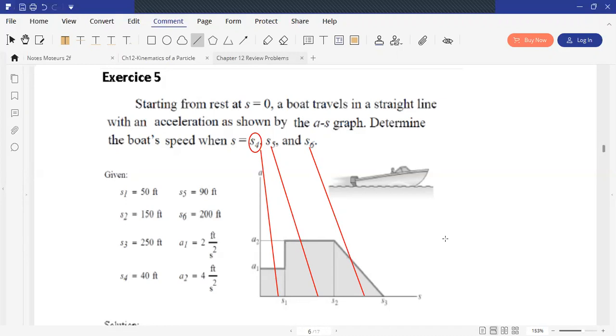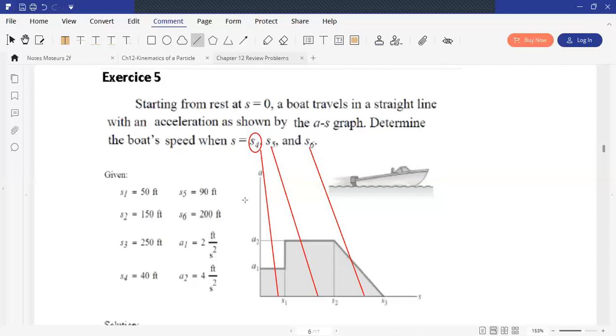So to be able to find the speed in these points, I should get the equation of velocity in these different phases. I will start with phase 1. For phase 1, I have constant acceleration, so I can directly apply the relation between acceleration, velocity, and position for constant acceleration, which is v square final minus v square initial equals 2a delta s.